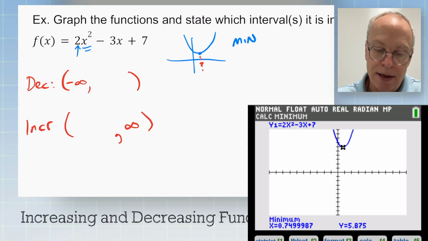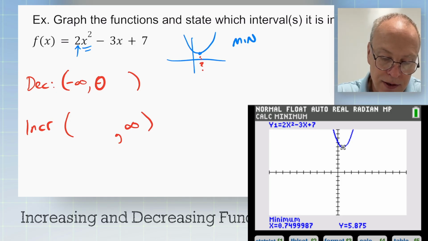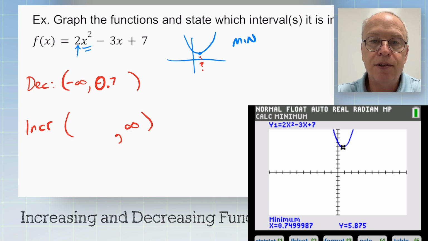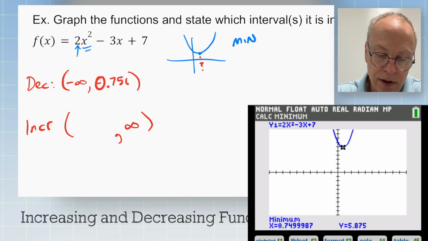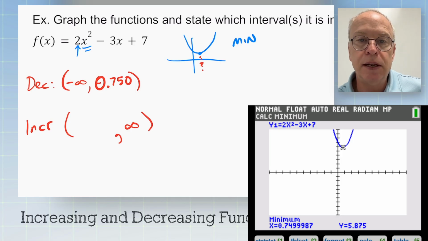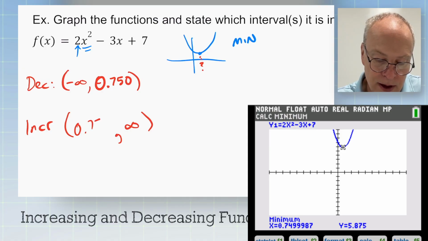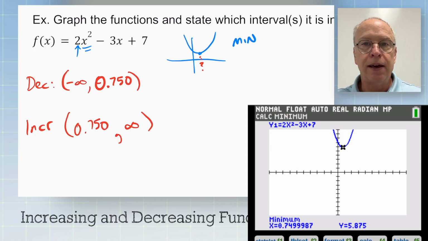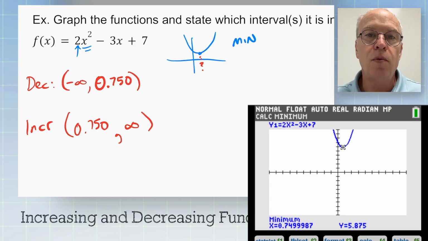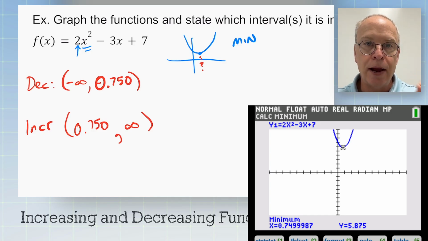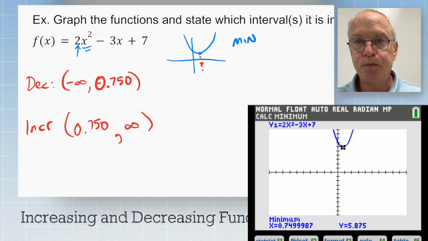The minimum is at positive 0.750 if you were to round to 3 digits after the decimal point. So this would be 0.750 also. Notice, I care less about the y value in this question. We're only answering when does it happen.